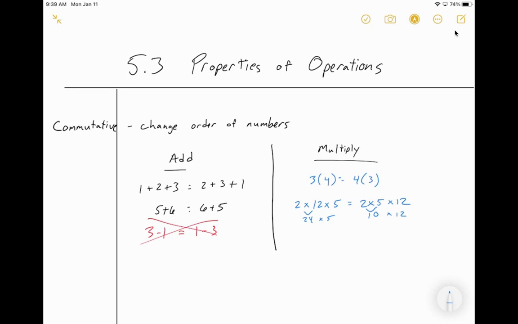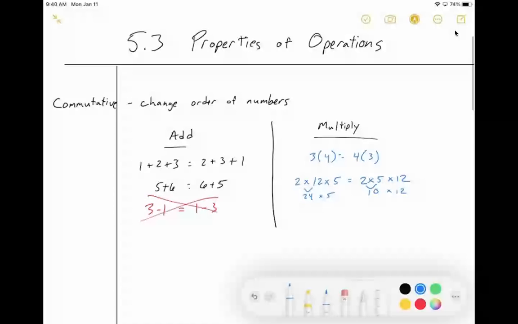Which one is easier, right? 24 times 5 or 10 times 12? Okay? So that's why we move things around. That's why the commutative property is important, because it allows you to move things around and make it easier on yourself. Okay, so again, if you change the order, it's the commutative property.